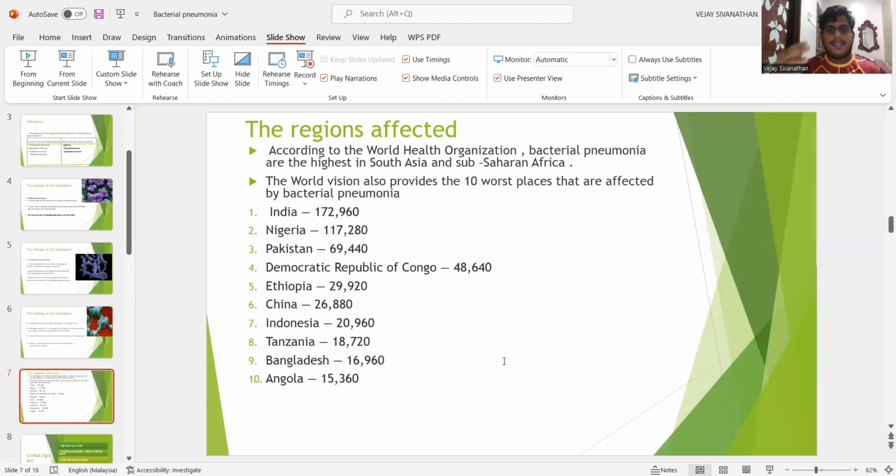Next, I'll be talking about the regions that are affected by bacterial pneumonia. According to the World Health Organization, bacterial pneumonia is highest in South Asia and Sub-Saharan Africa. This can be further supported by World Vision, which also provides the top 10 worst places that are affected by bacterial pneumonia, shown in the diagram below. The diagram below indicates that India has the highest number of bacterial pneumonia cases, and Angola has the lowest bacterial pneumonia cases.